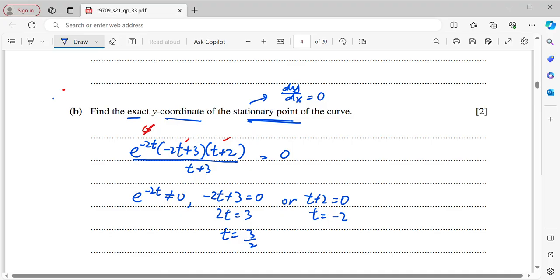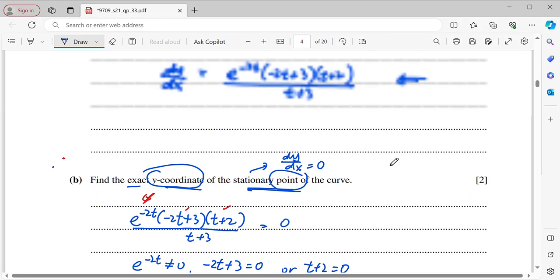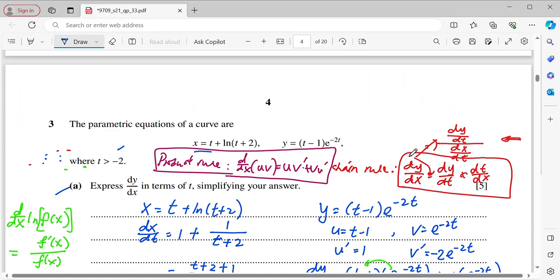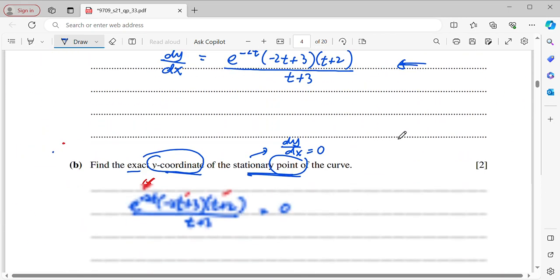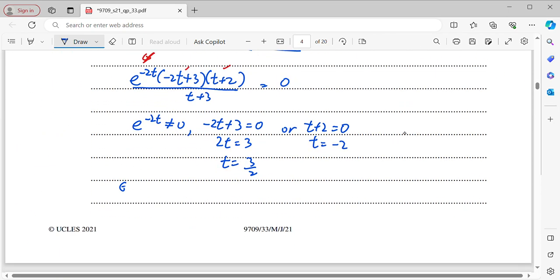or t equals to negative 2. Okay, but then when you read the question carefully, this is just stationary points, means that one point, or 1 y coordinate. So now let's look at the question first for any condition of the t. So it's given here the t is greater than -2. Right? So you just write given t is greater than -2. That means the t must be just 3/2. So t equals to -2 cannot be accepted.